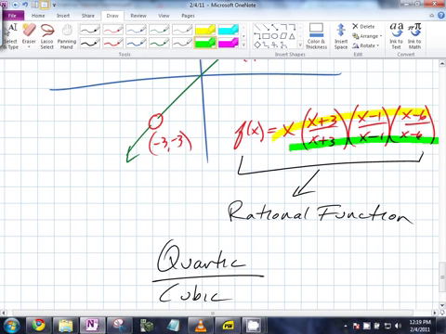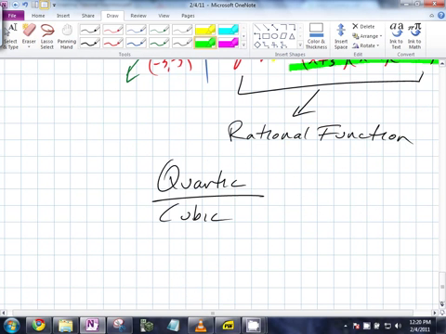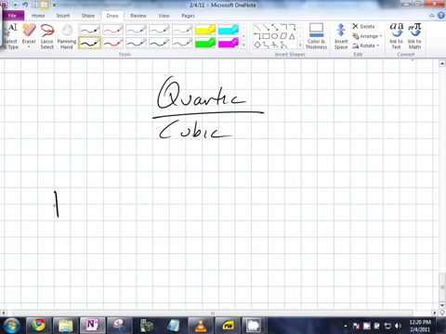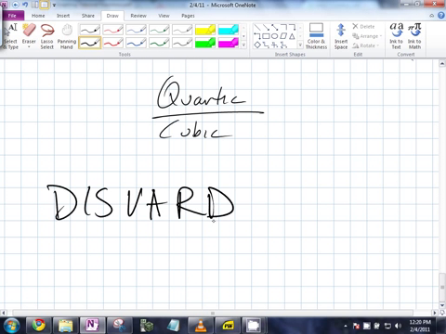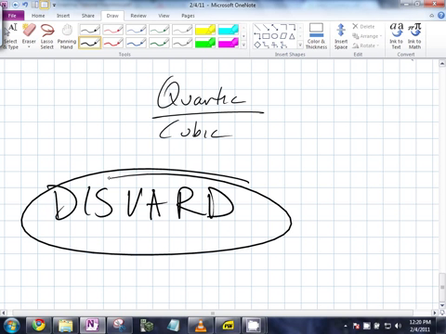DIS-VARD: Domain, intercept, symmetry, vertical asymptotes, removable discontinuities. They tell us a whole bunch of different little things about the function we're trying to graph. The whole process is made easier if you can what? What do you need to do to the rational function?